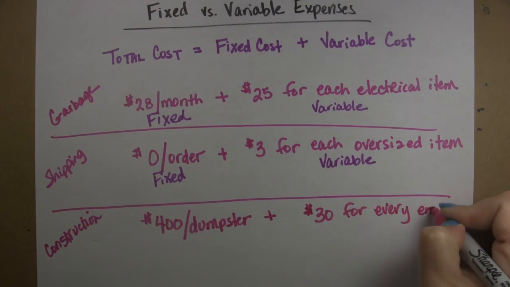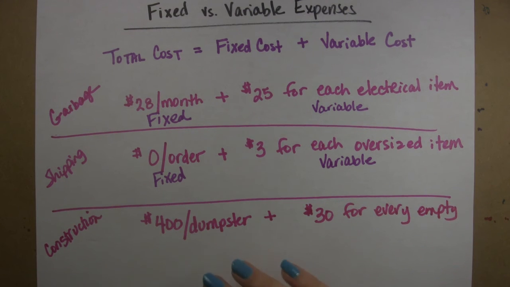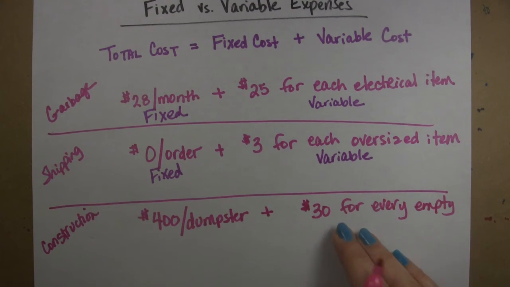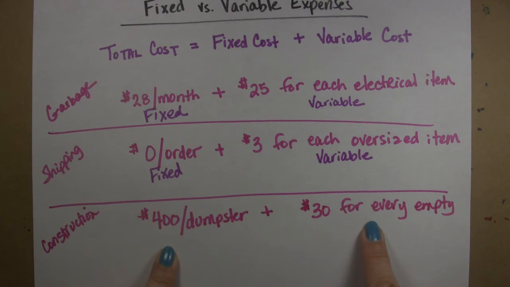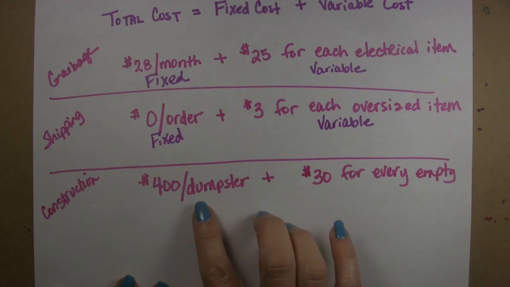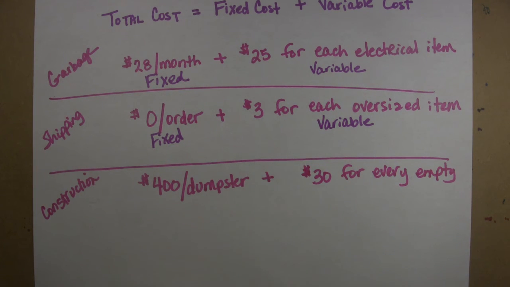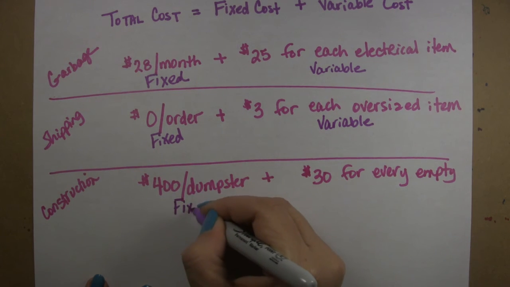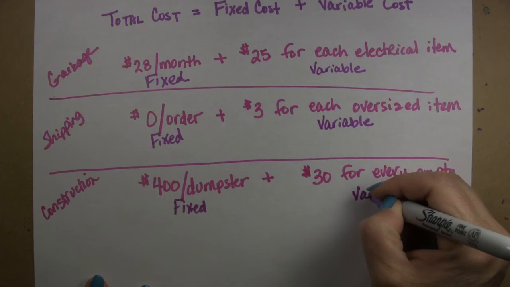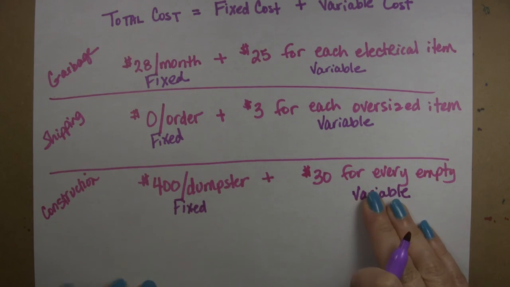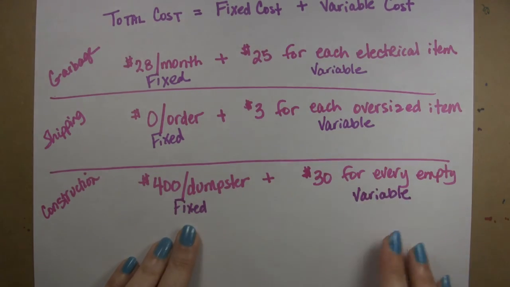So every time we come out and empty the dumpster, but still leave the dumpster there for you, that's going to be another $30. So it could be $430 if they only empty it once. If they empty it twice, it'll be $460. If they empty it 3 times, it'll be $490. Even if you get the dumpster and you never put a single thing in the dumpster, it still costs you $400 because that's your fixed expense for the dumpster. Okay? This is your variable expense. If you want to know your total cost, you have to add your fixed and your variable together.